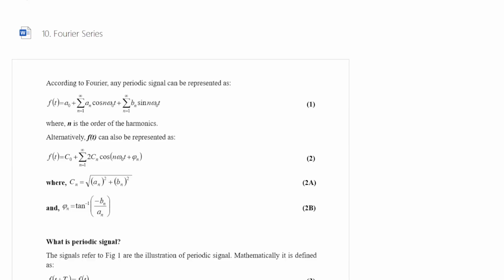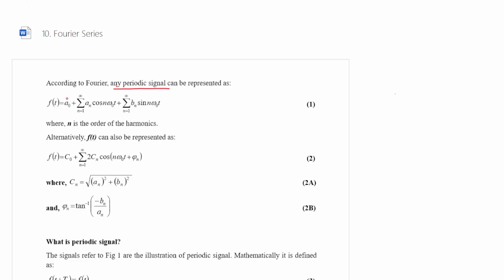So what are those different terms and their individual coefficients? We should evaluate all of this, and we shall see all of those aspects in this chapter, and at the end we will also solve some numerical examples on that. So let us start. He was a mathematician, and he proposed a theory that any periodic signal can be written in this form.